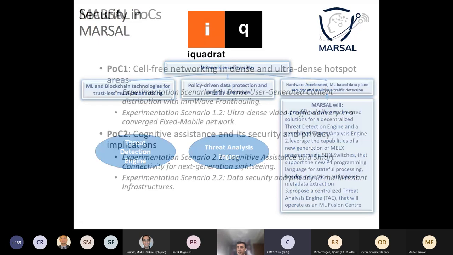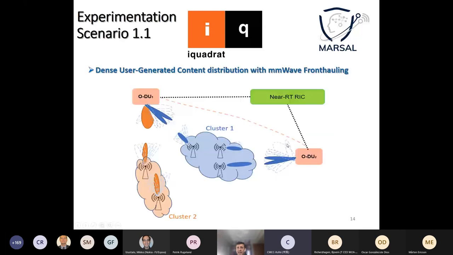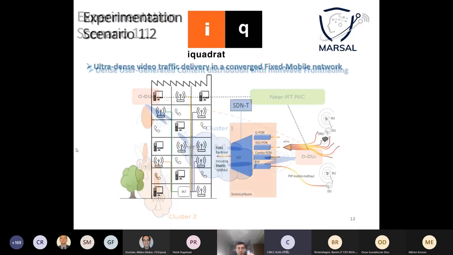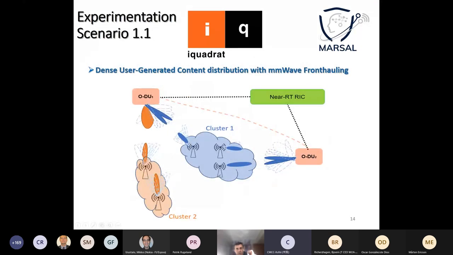Also, by considering this architecture, we have set up a number of experimental scenarios under two POC levels. The first is about cell-free networking in dense and ultra-dense hotspot areas, and the second is about cognitive assistance and its security and privacy implications. So the first scenario is about dense user-generated content distribution with millimeter wave cell-free networking, where we consider an event with a high number of users and access points, where access points are interconnected with the ODU nodes, serving the users in a coordinated manner.